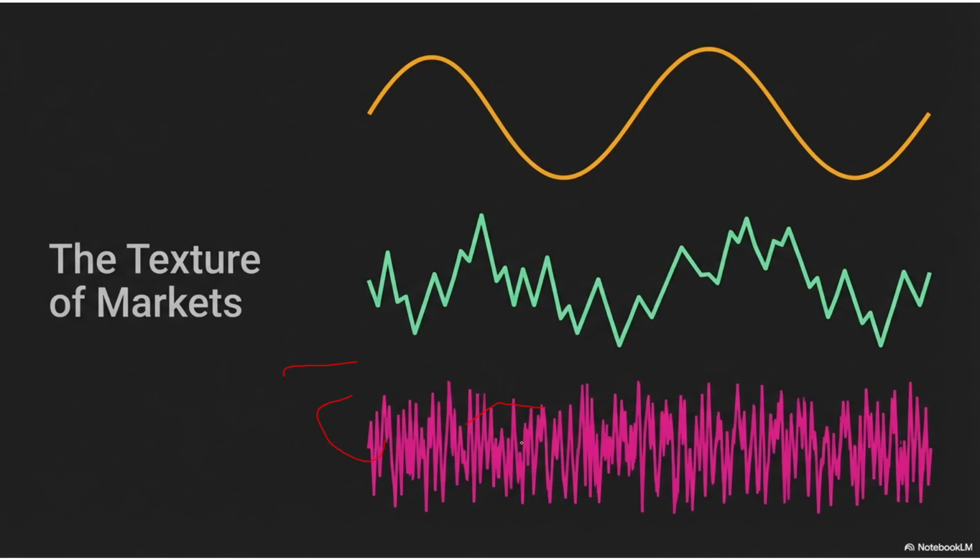The pink one moves frantically and changes direction almost at every step. The green one shows moderate variation, and the gold one has visible trends. This visual is the entire point of the presentation. Everything that follows explains exactly why they look different and why it matters.